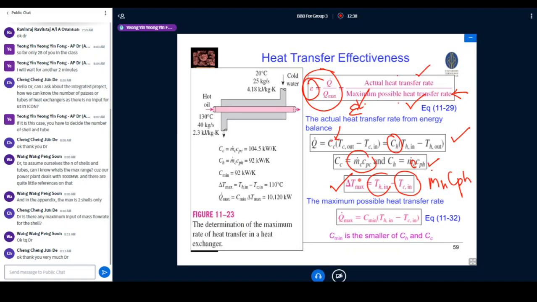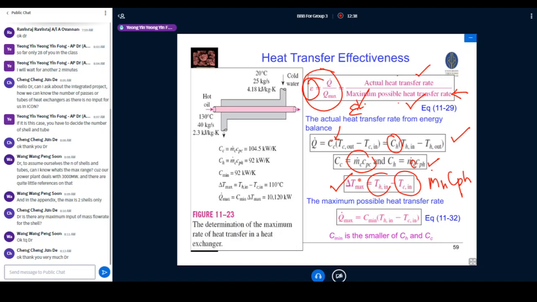Okay, and then here we can calculate the maximum possible heat transfer rate, Q max. Okay, Q max is actually just the delta T max, this one is delta T max, isn't it, TH in minus TC in, okay, delta T max times C min.